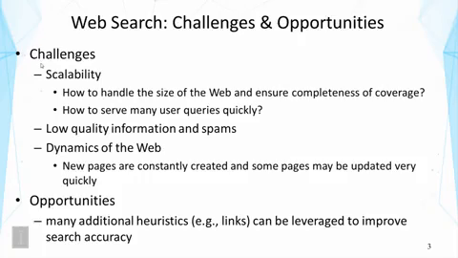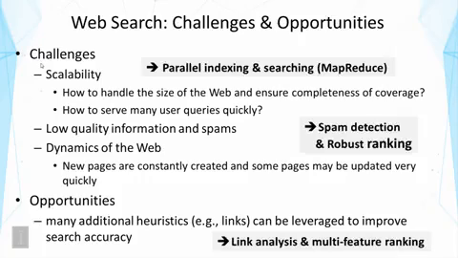Web pages are linked with each other, so obviously the link information is something that we can also leverage. So because of these challenges and opportunities, there are new techniques that have been developed for web search, or due to the need for web search. One is parallel indexing and searching, and this is to address the issue of scalability. In particular, Google's invention of MapReduce is very influential and has been very helpful in that aspect.